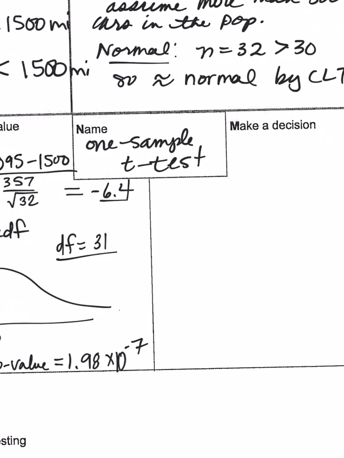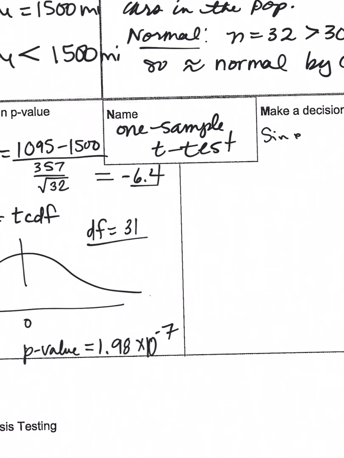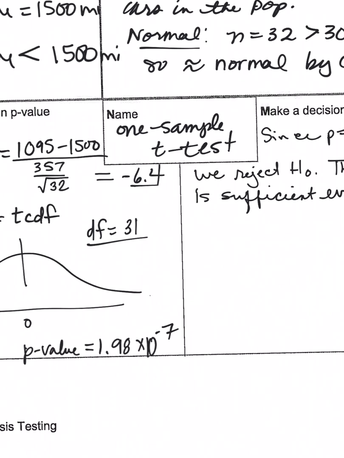So let's make a decision. Since p is 1.98 times 10 to the negative 7, that is far less than 0.05, right? Which is our alpha level. We reject H naught. Therefore, there is sufficient evidence to support what?